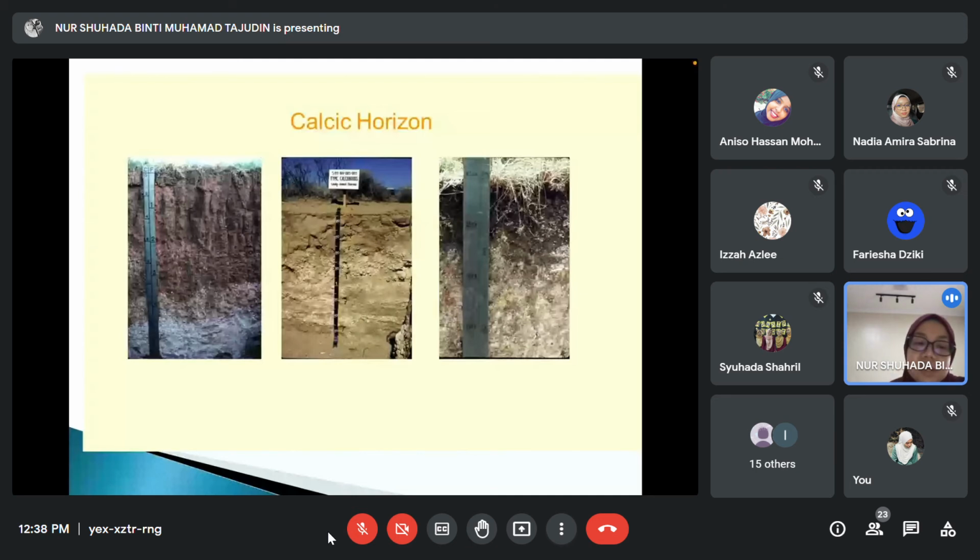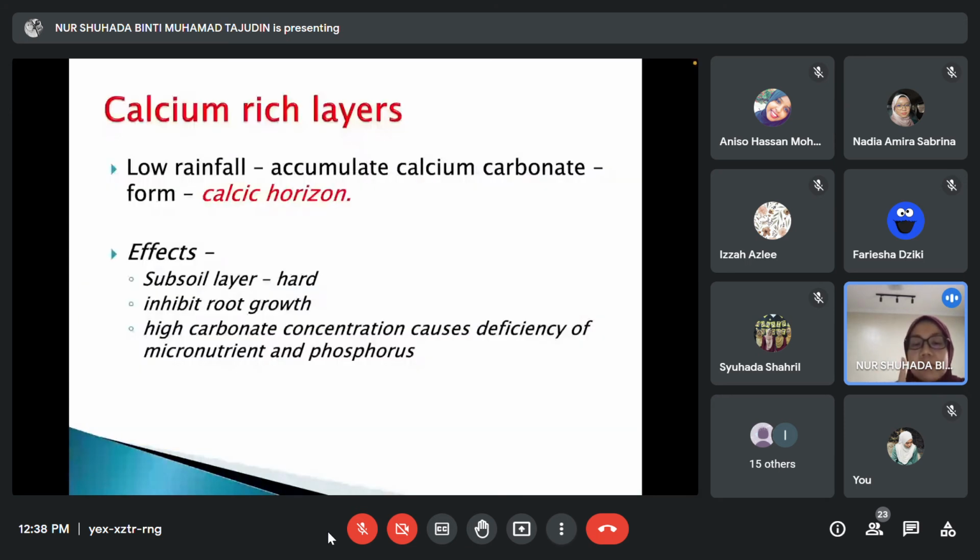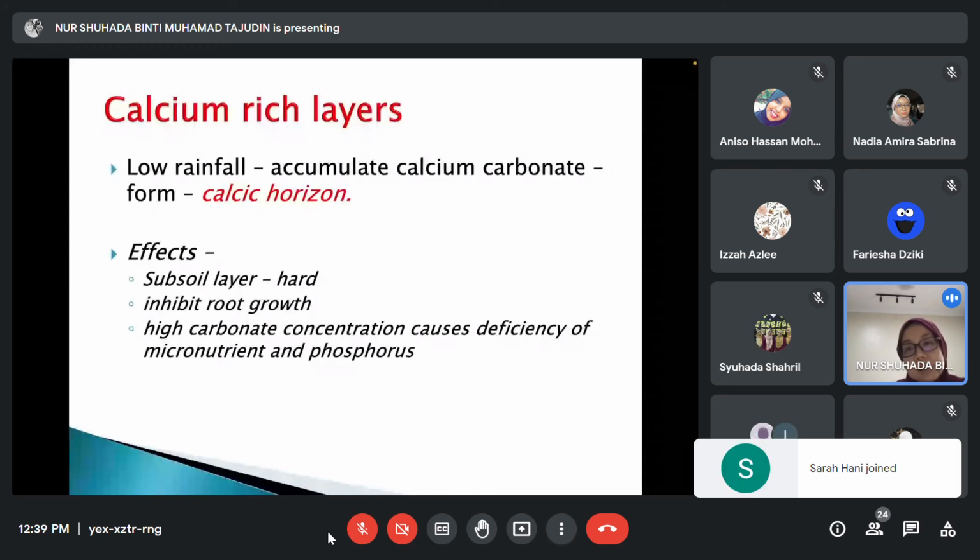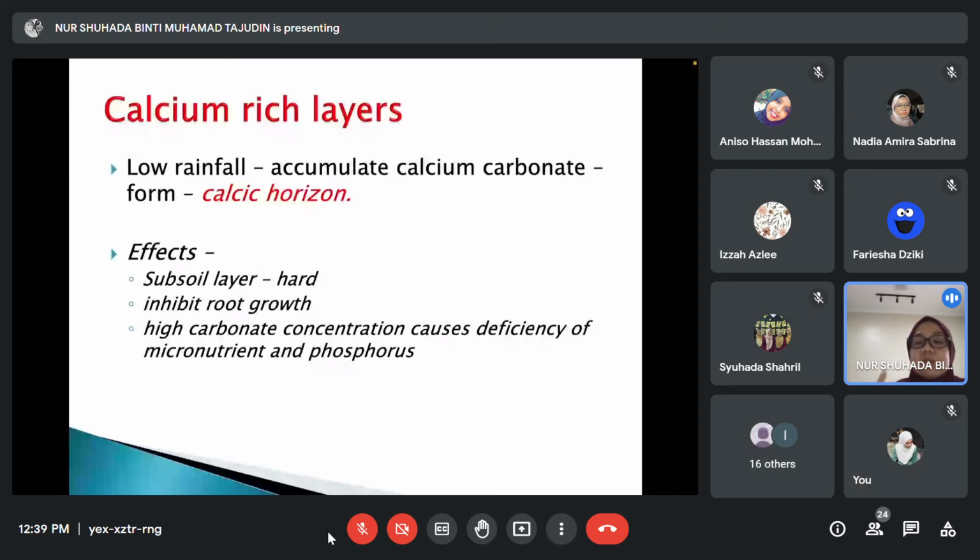Okay, number 3 is that the high carbonate concentration will cause deficiency of micronutrients and phosphorus. Like I said earlier, phosphorus is sensitive. Phosphorus, if the pH is very low, tends to bond with aluminium. But if the pH is high, it tends to bond with calcium. So the phosphorus becomes unavailable for the crops to uptake. Okay, so high carbonate concentrations will cause the deficiency of micronutrients, because remember, micronutrients in soils are usually available when the pH is slightly lower.